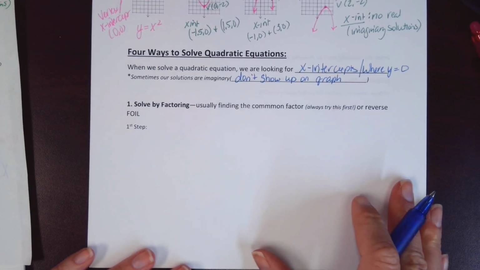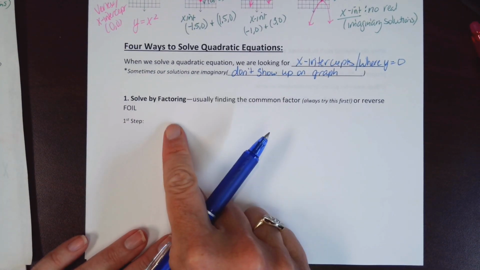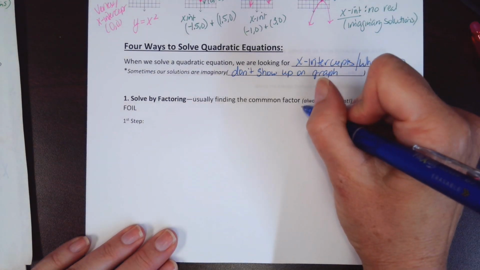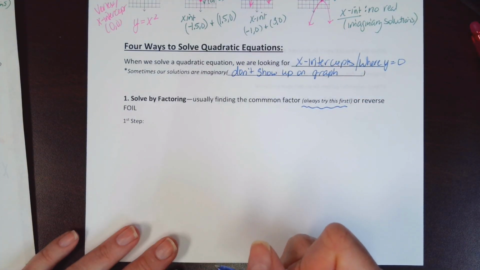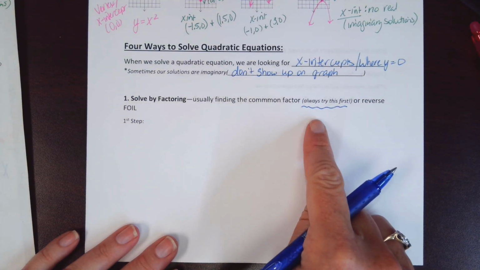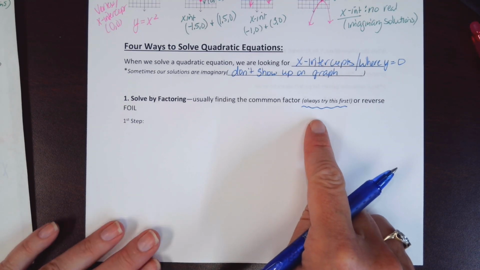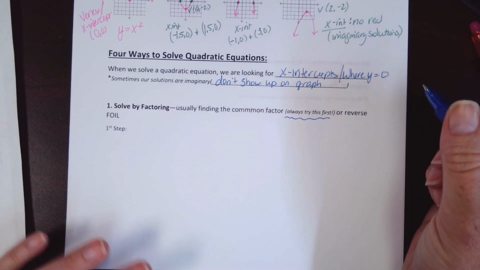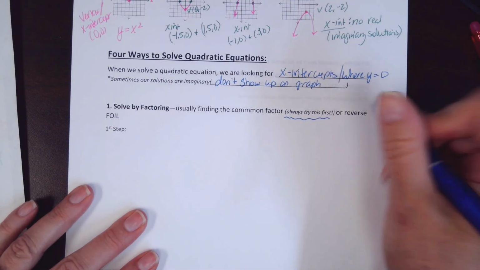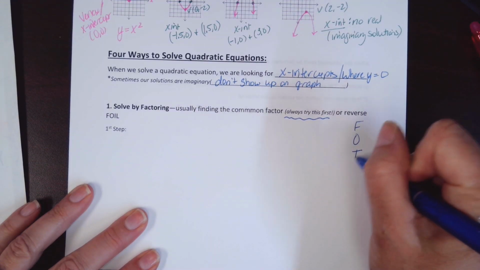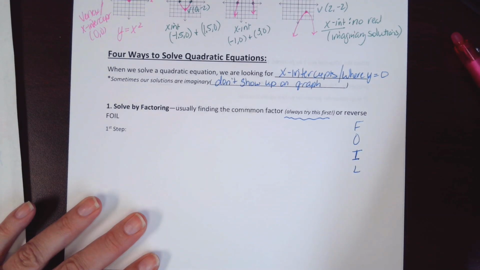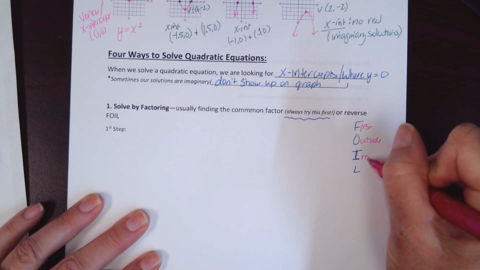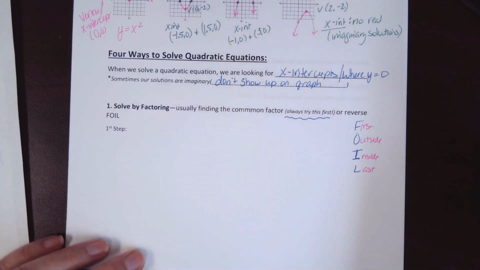Okay, our most basic way to solve a quadratic equation is by factoring. Usually you're going to find a common factor first. Always, always, no matter what type of equation you're factoring to solve, you want to look for a common factor. If you can't solve just by finding a common factor, then we're going to do what we call reverse FOIL. FOIL, hopefully you remember FOIL from a previous course. FOIL is how we multiply together quadratics, and it stands for first, outside, inside, and last.